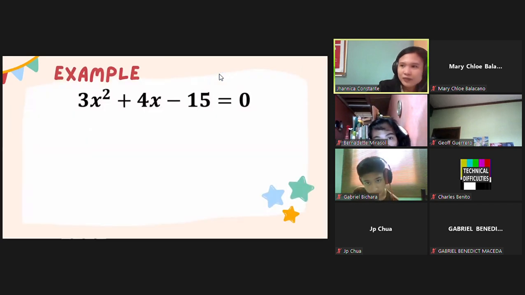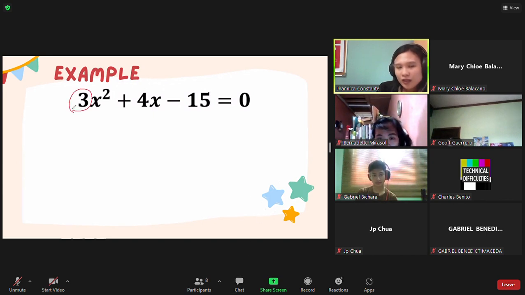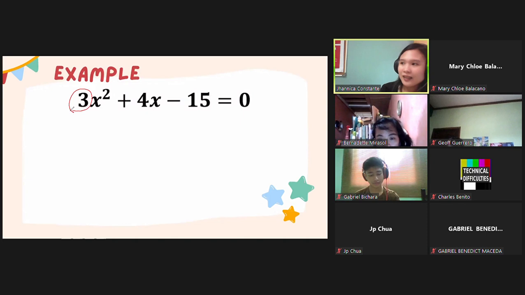So if we have a quadratic function that doesn't have a common factor, set aside the coefficient of the first term, which is 3. The coefficient of our first term is 3. So set it aside. So you will be having x squared plus 4 third x minus 5.